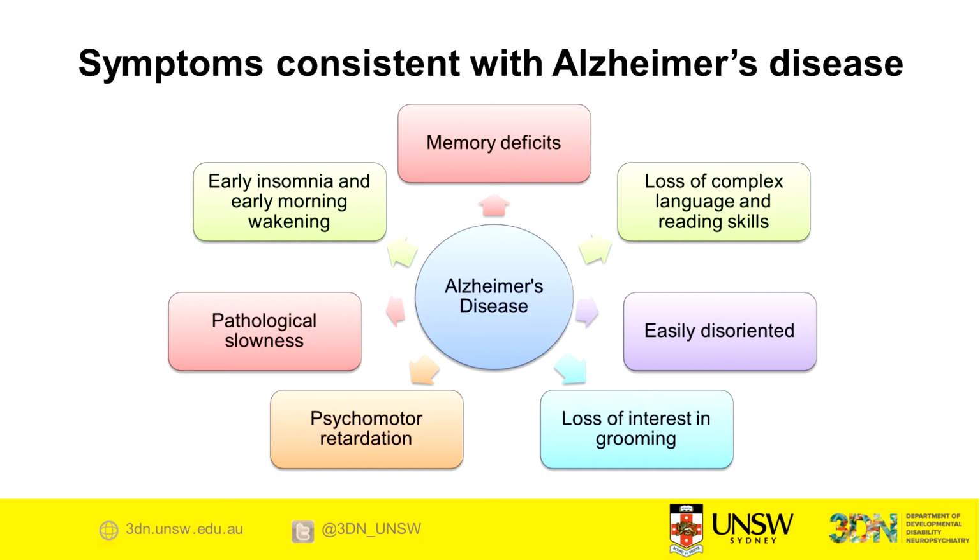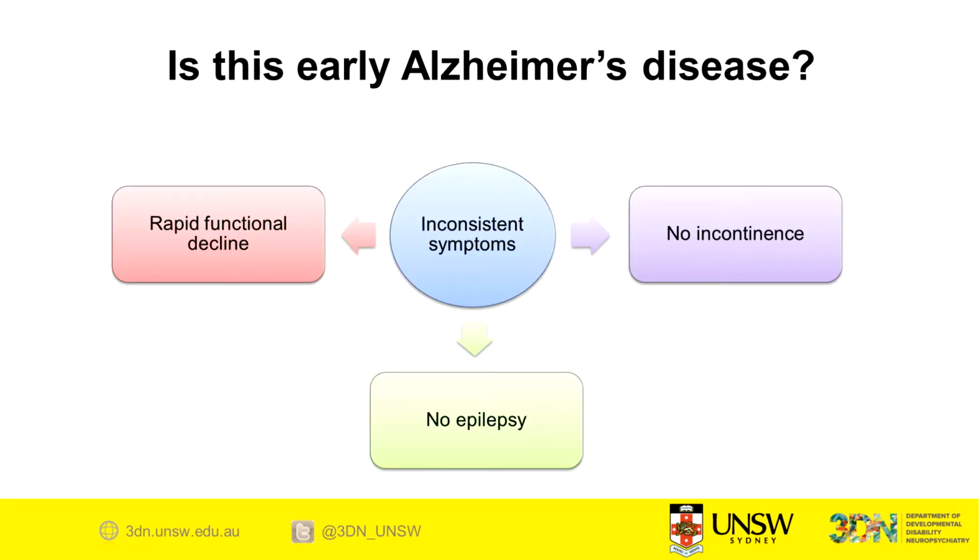Pathological slowness is not uncommon in Down syndrome in the early stages of dementia. She had that. And early insomnia and early morning awakening. Is this early Alzheimer's disease? It would be very, very unusual at 34. The rapid progress of functional decline suggests otherwise. Also, late onset epilepsy is very common in Down syndrome in the early stages of Alzheimer's disease. She did not have that, and there's certainly no incontinence.